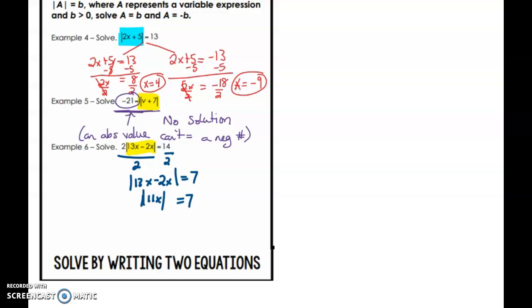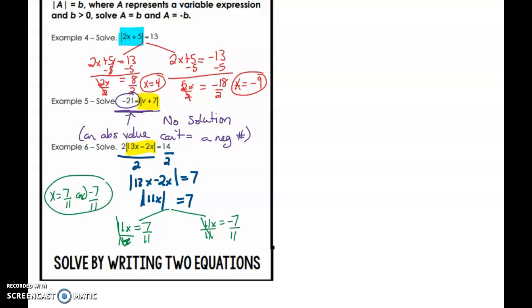Now you ask yourself, is the absolute value by itself? Okay, it is. Is it equal to a negative number? It's not, it's equal to 7. So you can go ahead and you can do two equations. So you do 11x equals 7 and 11x equals negative 7. Get x by itself, oops, divide by 11, not x. So one answer is 7 over 11. And the other answer, divided by 11, is negative 7 over 11. And those would be our two solutions.